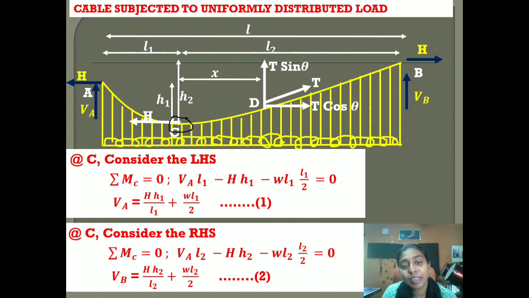When you are considering the left hand side of C, sigma MC is equal to 0, we get VA into L1 minus H into H1, the dip, minus the load at this point, that is WL1 into distance L1 by 2, is equal to 0. So we get VA is equal to H1 by L1 plus WL1 by 2. We take it as equation number 1. Similarly, by considering the right hand side of the point C, we get VB is equal to H2 by L2 plus WL2 by 2. We take it as equation number 2.